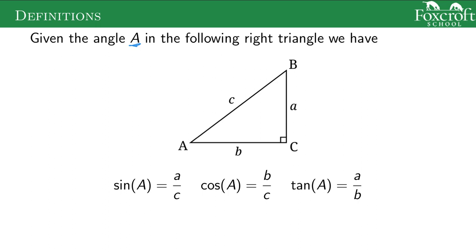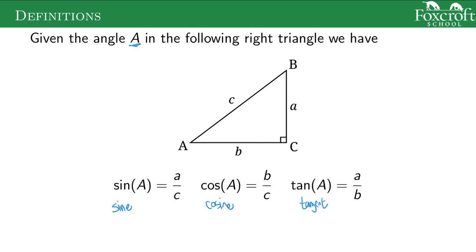You can also see at the bottom here, we give them abbreviations. Sine, we just take the first three letters. Cosine, take the first three letters. Tangent, take the first three letters. There are a couple of other ones where you don't just take the first three letters, but these are the nice ones: sine, cosine, and tangent.